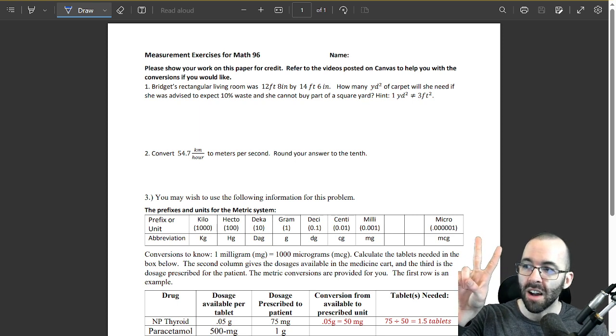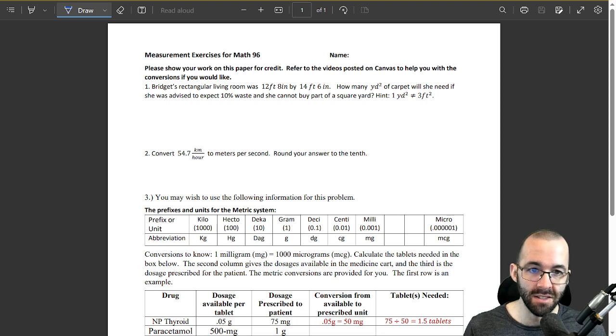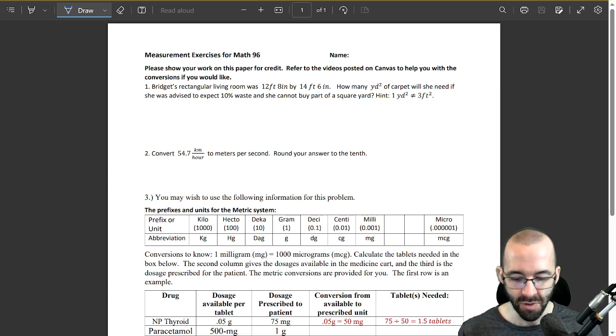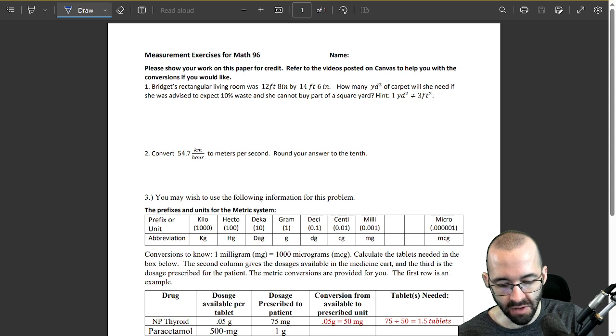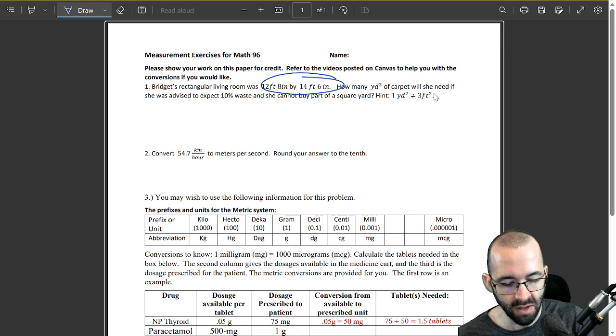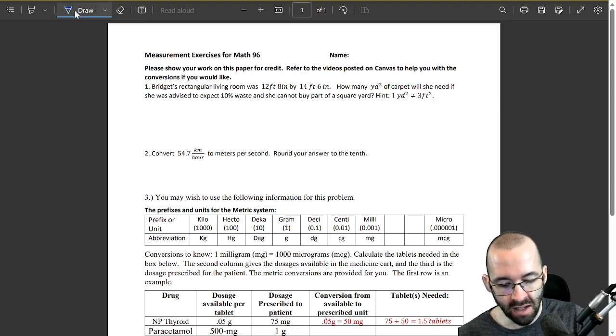Okay, so in this one, this first problem incorporates two different things that were covered in the 95 review. On question number 7, I said, how do you multiply two mixed numbers to get an area? And in question number 12, I said, how do you convert square yards to square inches? So the same topics are going to be useful here. The other thing I want to say is expect 10% waste, and she cannot buy part of a square yard.